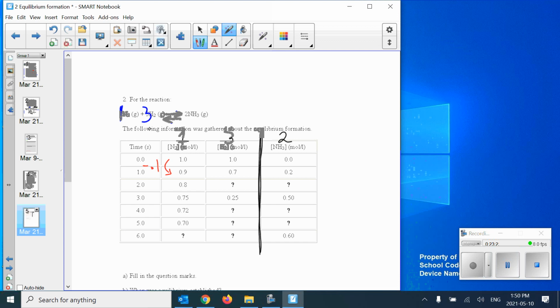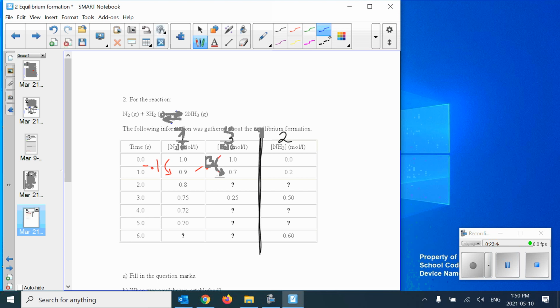So let's think this through. If nitrogen goes down by decimal 1, then hydrogen goes down by 3 times that. So minus decimal 3. Decimal 3. See how that worked?